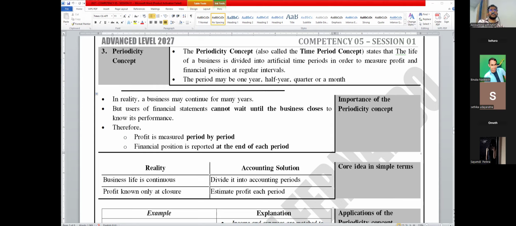The periodicity concept, also called the time period concept, states that the life of a business is divided into artificial time periods. Artificial time periods. I repeat, the life of the business means that going concern life.